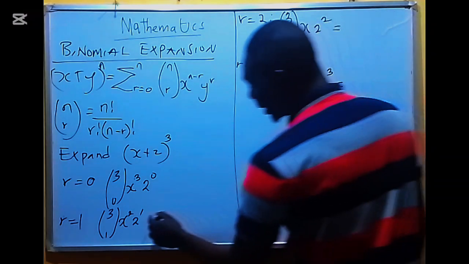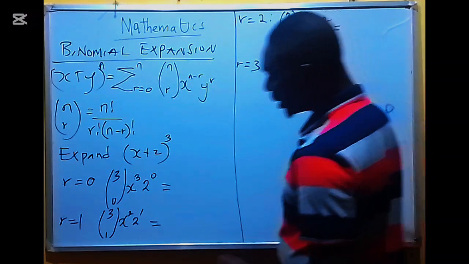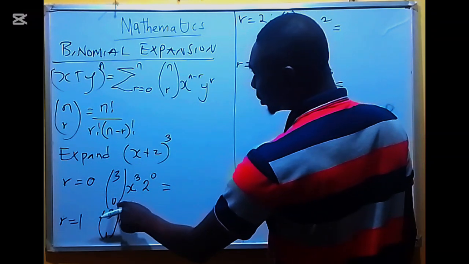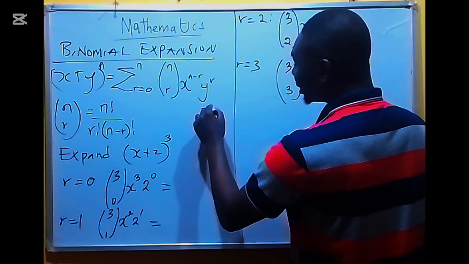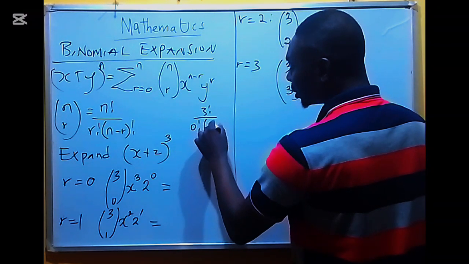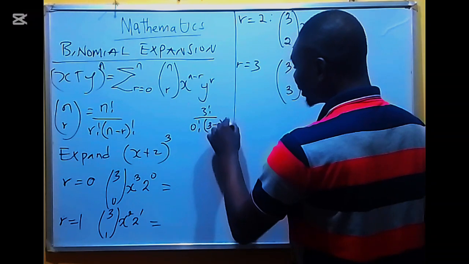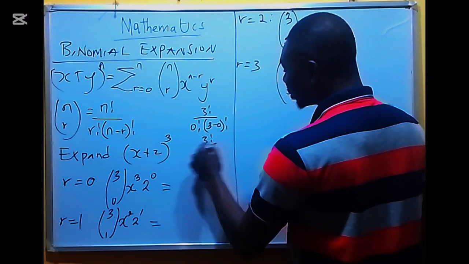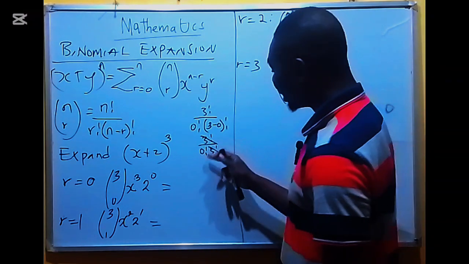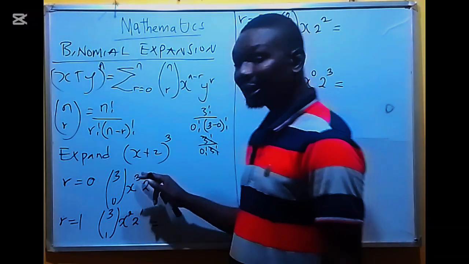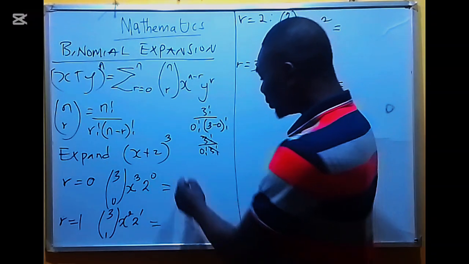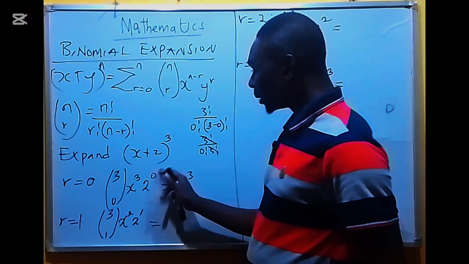So here, let's simplify each of the terms. We know that 3 combination 0, using this formula, will be 3 factorial over 0 factorial times 3 minus 0 factorial. So we have 3 factorial over 0 factorial, 3 factorial. This will cancel this, so everything becomes 1. So 1 times x raised to 3 is x raised to 3. Then x raised to 3 times 2 raised to 0 will still give us x raised to 3, because 2 raised to 0 is 1.